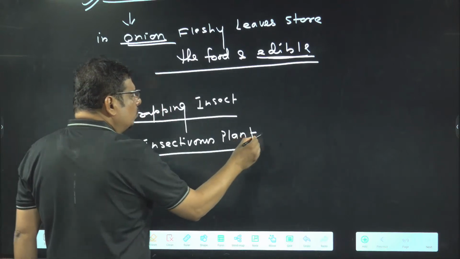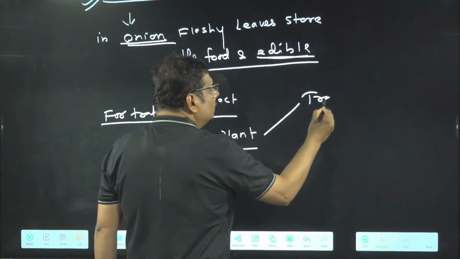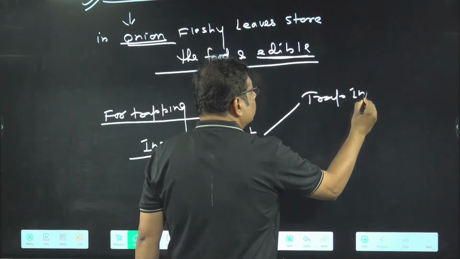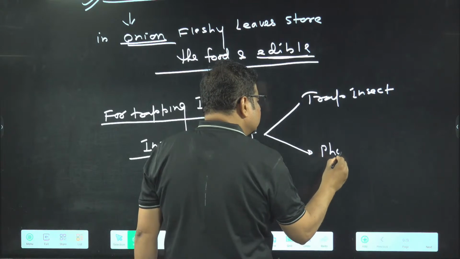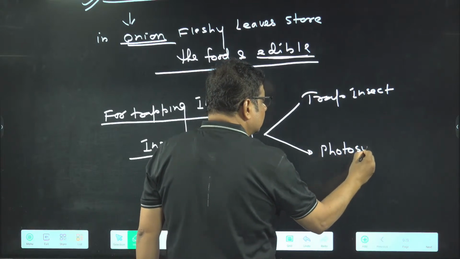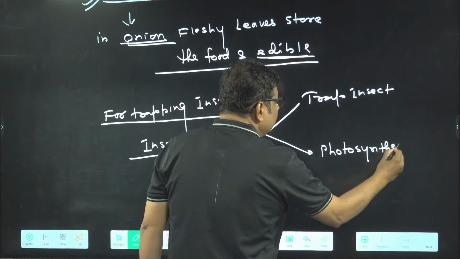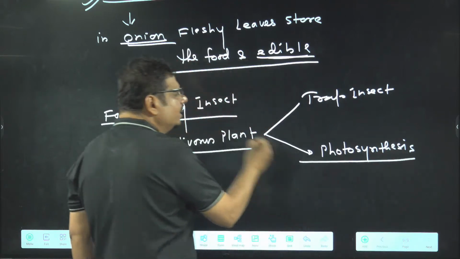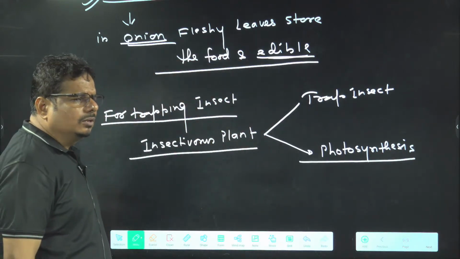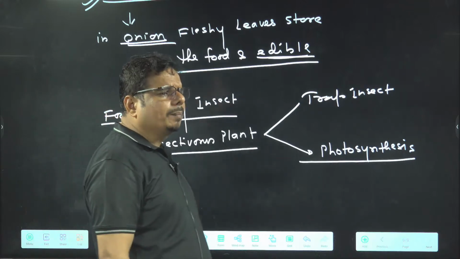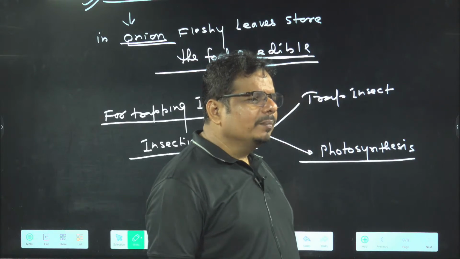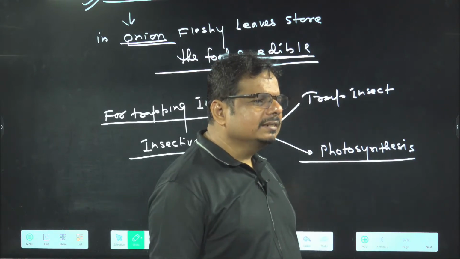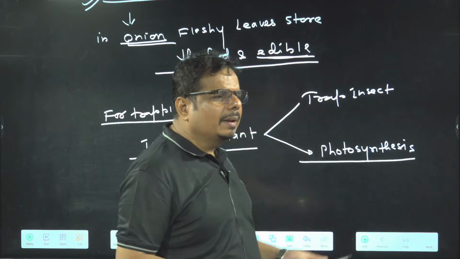They perform two works. One, trapping insects. And another, they also perform photosynthesis. It doesn't mean that when they are trapping insects, they are not doing photosynthesis. So an insectivorous plant is an autotrophic plant as well as a heterotrophic plant. Autotrophic because they are performing photosynthesis. Heterotrophic means they are trapping which one?